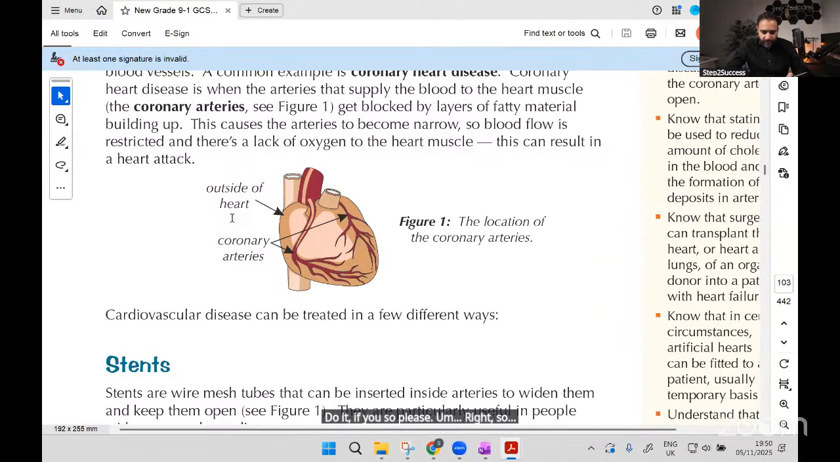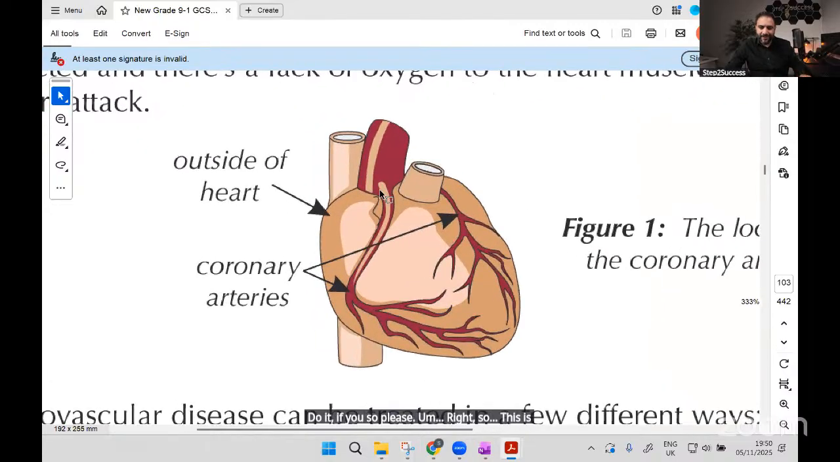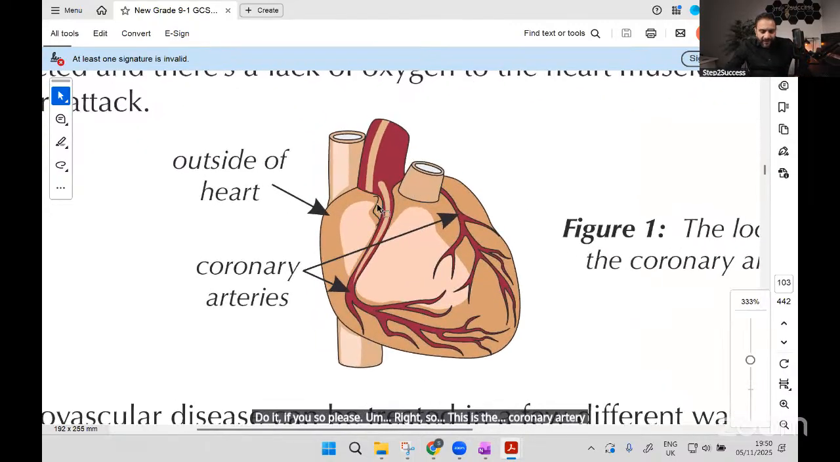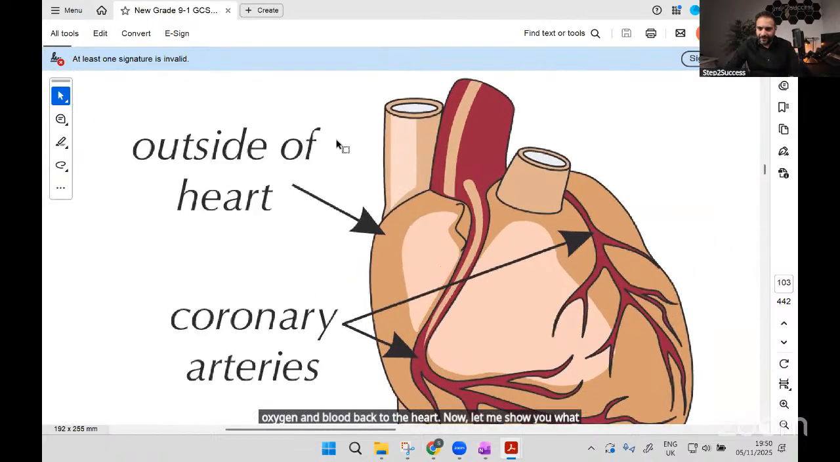Right. So this is the coronary artery that's bringing oxygen and blood back to the heart. Now, let me show you what a healthy artery looks like.